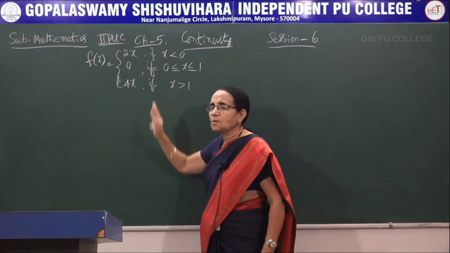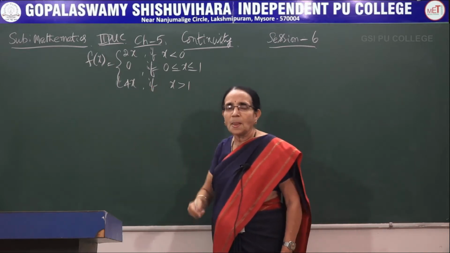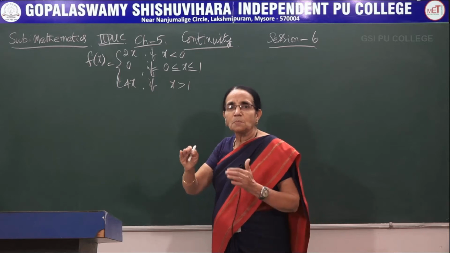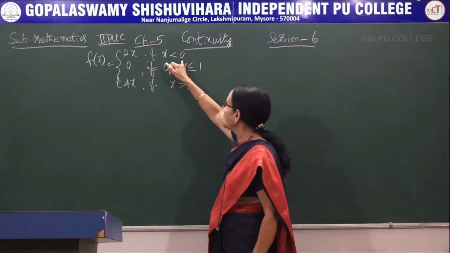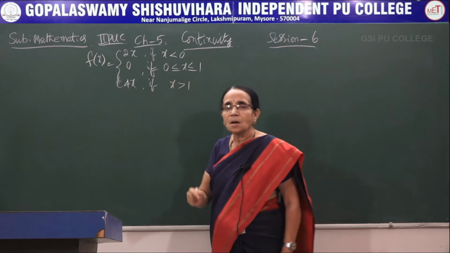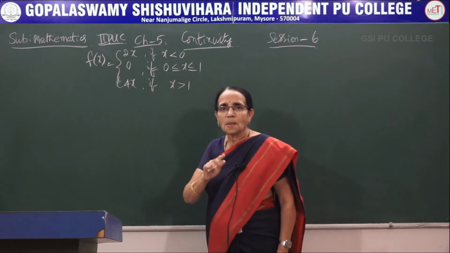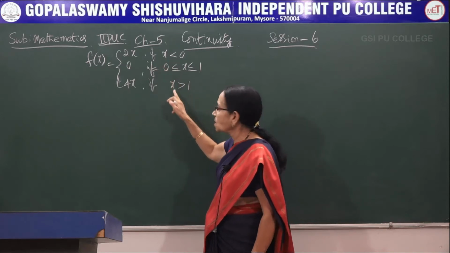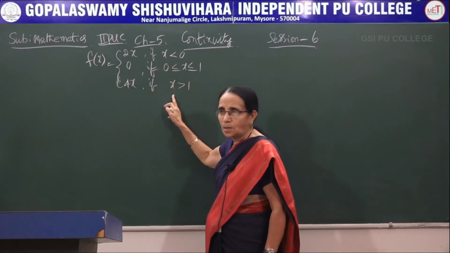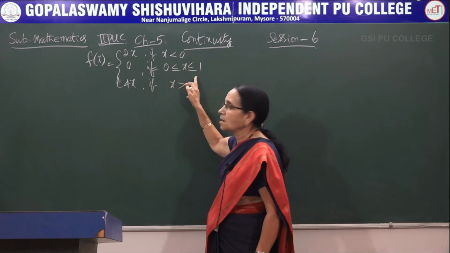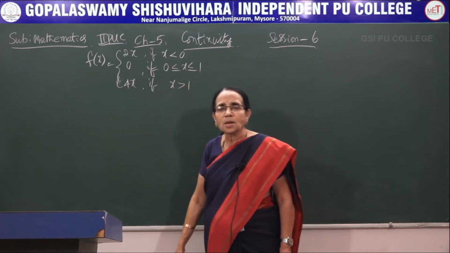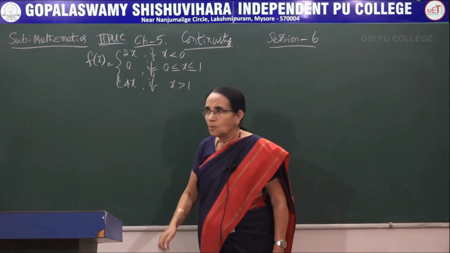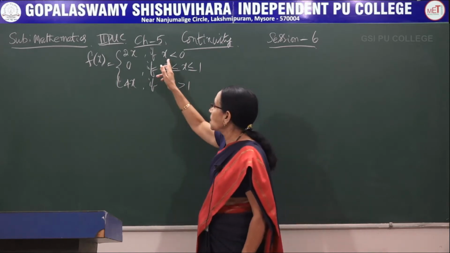Now, in this particular function which is defined in this way, there are 2 points which come in between in the domain. One is 0 and 1. So, here we have to discuss 4 cases. Find out the continuity for all x less than 0. Find out the continuity for all x greater than 1. At x equal to 0, at x equal to 1. So, these are the 4 cases we have to discuss here. First, let me take the case 1.